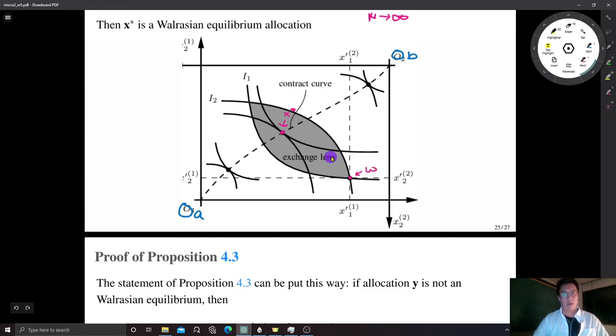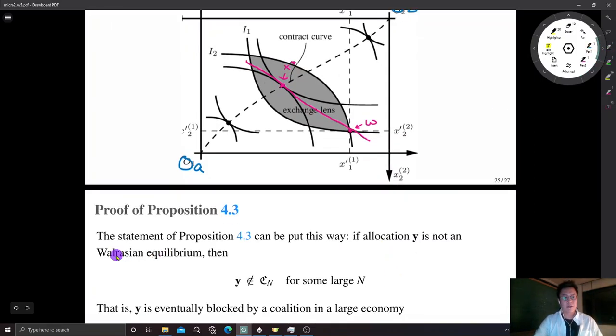Okay. Because X star is a Walrasian equilibrium allocation, if we draw a line segment connecting this X star and omega, we obtain the equilibrium price vector. So X star is a Walrasian equilibrium, so the two indifference curves are tangent to each other, and then the tangent line is going to be this price vector. Okay? And then let me consider some allocation y that is not a Walrasian equilibrium. So let me consider this allocation y.